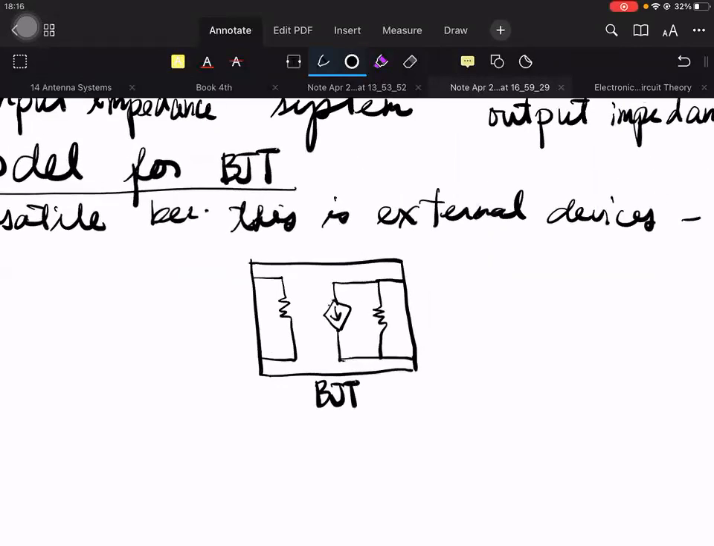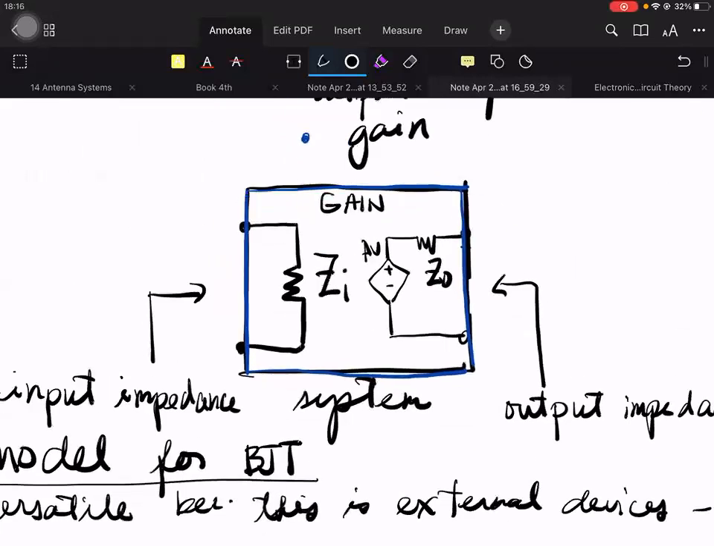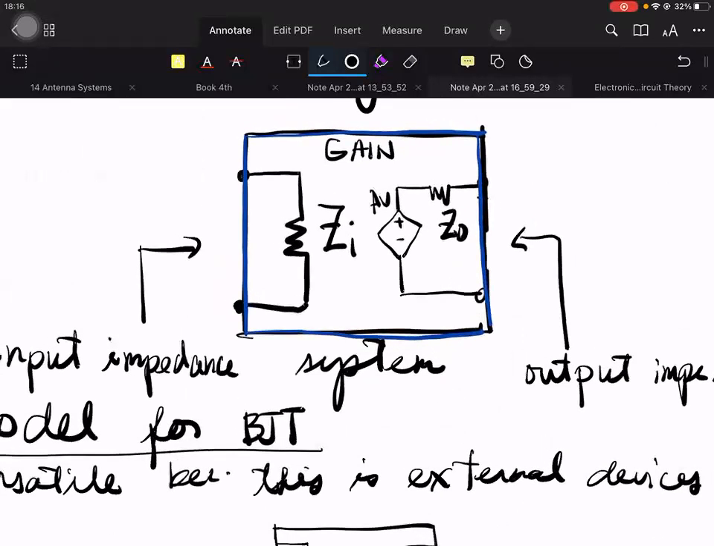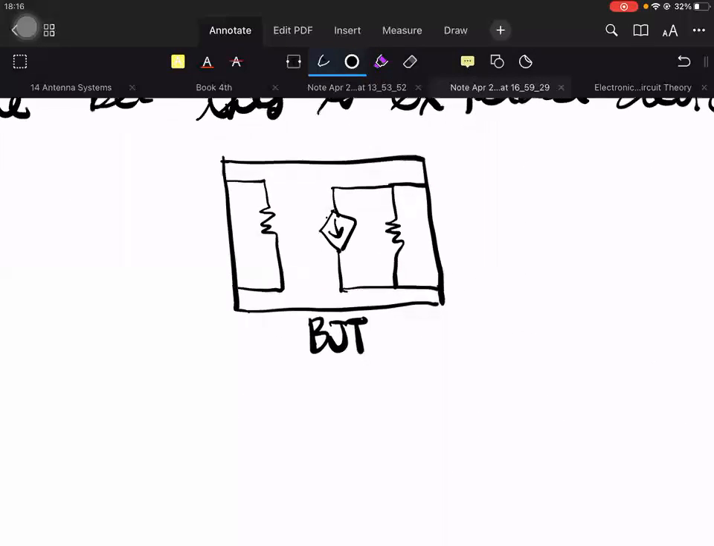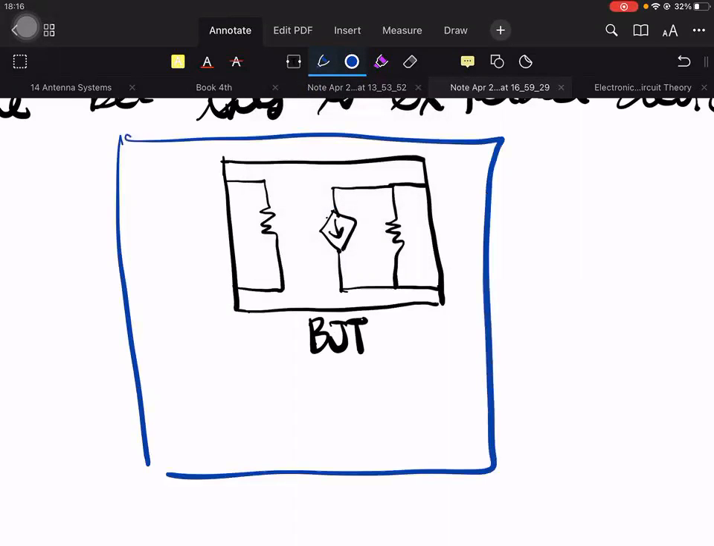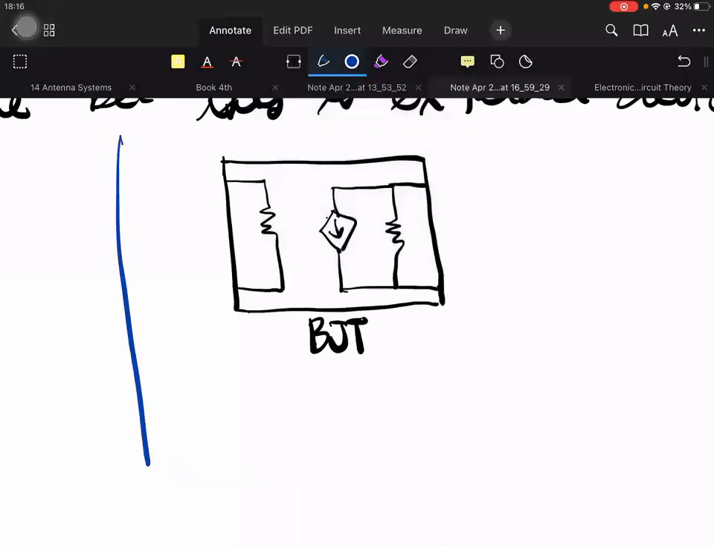Sa atong system's point of view sa amplifier. But this is the system's point of view of the BJT alone. So BJT lang siya. Meaning kung ato ning superimpose sa atong amplifier, ang BJT lang ni siya ang susulod. So this is beta RE. This is beta times RE.